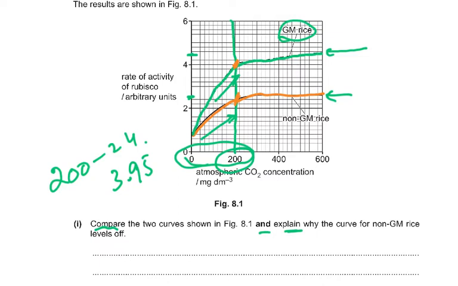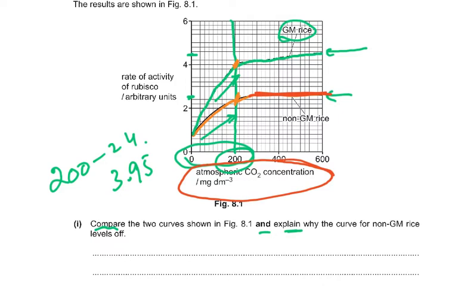Now, the explanation, why does it level off? Because CO2 concentration is no longer limiting. At this point, when it levels off here, I always say the x-axis, this is no longer limiting. So CO2 concentration is no longer limiting. Now light intensity is limiting, or you can say temperature is limiting, or you can say less RuBP available, or rubisco active sites are saturated.